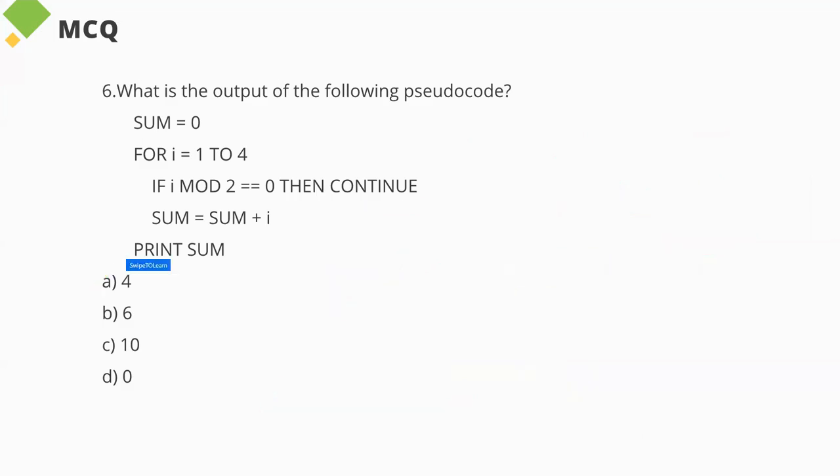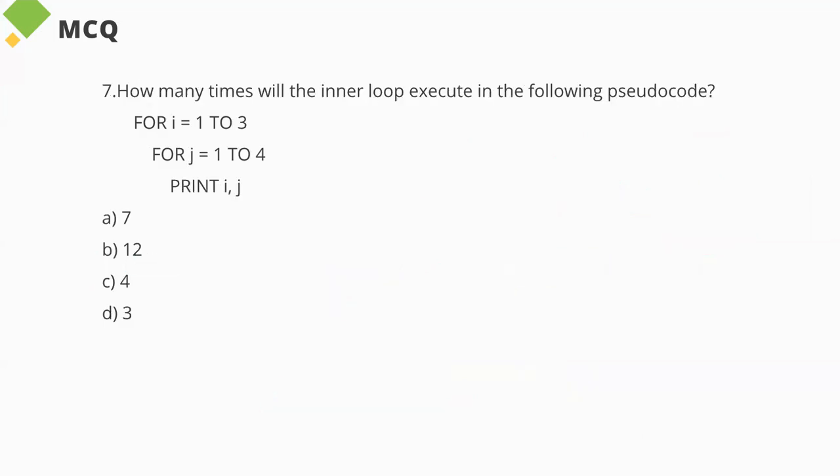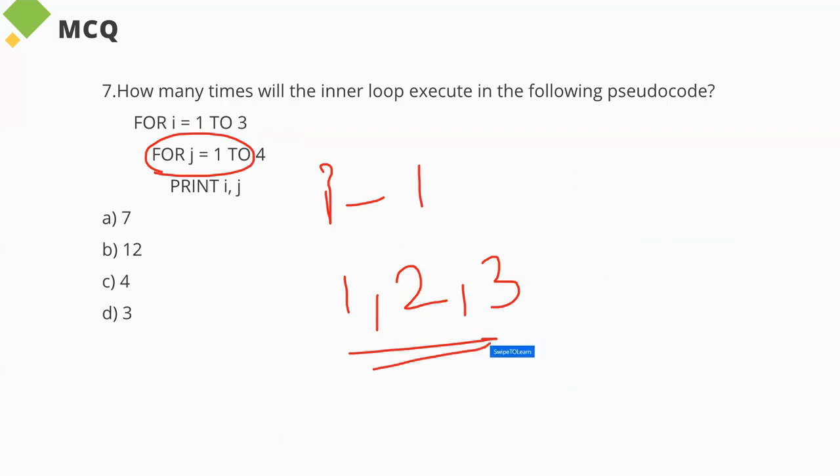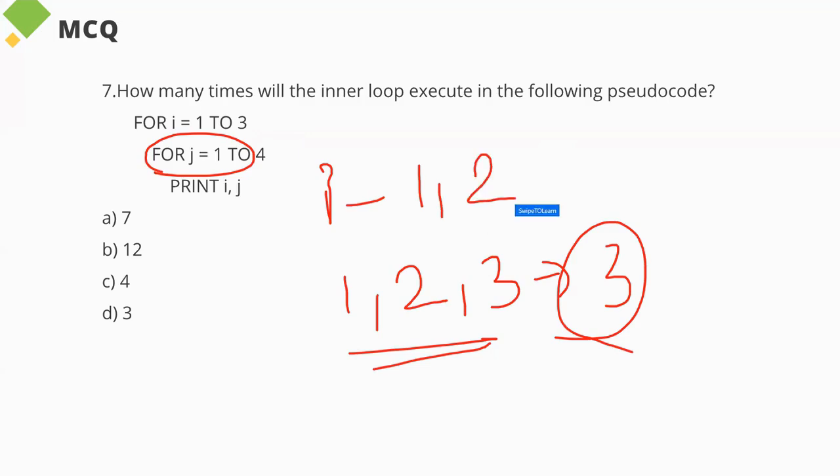Okay. How many times will the inner loop execute in the following pseudocode? For I equals 1 to 3, for j equals 1 to 4, print I comma j. Here this is the nested loop. So for I equals 1, the j loop is executed. Okay, let me see the j loop. For j equals 1, 2, 3, so the j loop is executing 3 times for each and every I iteration. I is iterating for 1, 2.